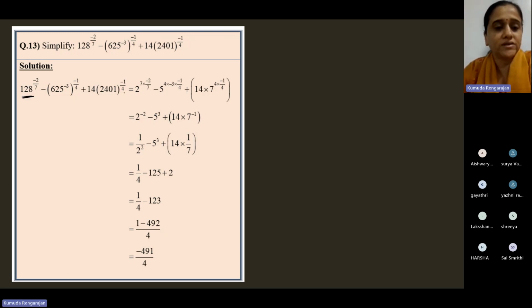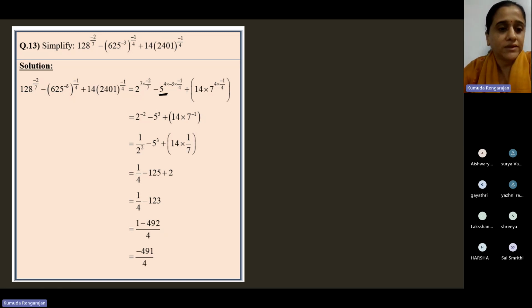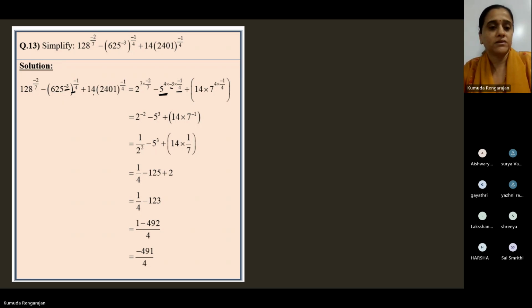Okay, so 128 is 2 to the power 7. There's already this power minus 2 by 7, so multiplied by minus 2 by 7. And 625 is 5 to the power 4. Then you have the powers minus 3 and minus 1 by 4. Multiply the powers. Then this 14.